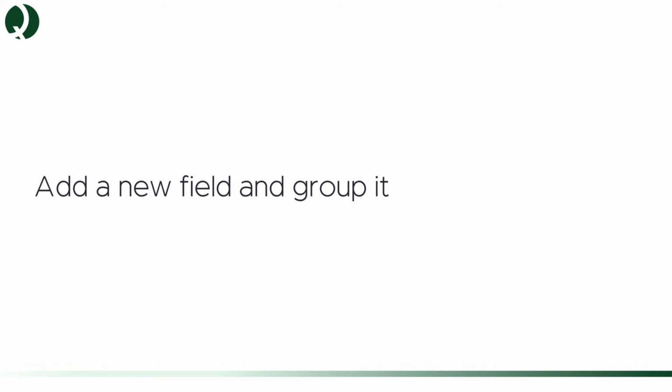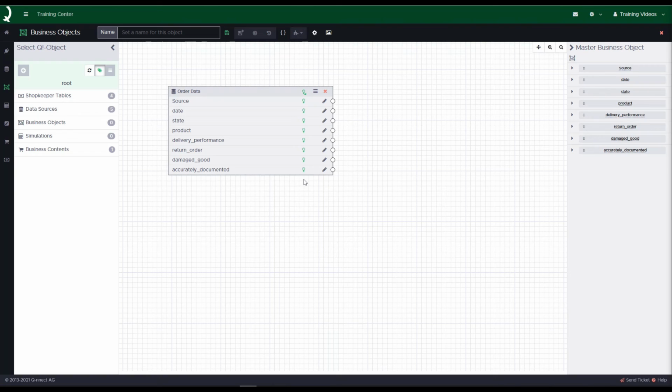You learned how to create new fields and how to group them. But how can you combine both operations with each other? The following example shall give you an idea how to do it. We are going to use this filtered Q object with order data.